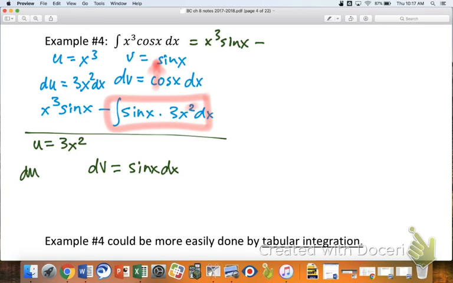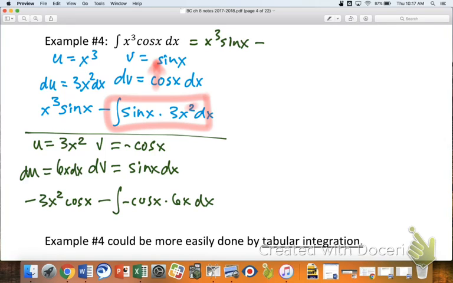Therefore, du is equal to 6x dx, and v then would equal what? Negative cosine of x. That's right. Okay, so now I'm going to use ultraviolet voodoo again. So this would be negative 3x squared cosine of x. There's my uv. Minus voodoo: the integral of negative cosine of x times 6x dx.